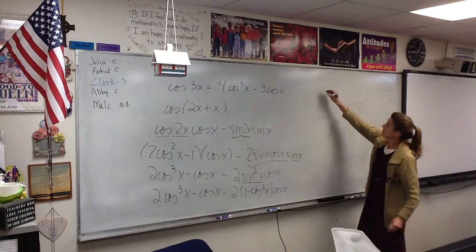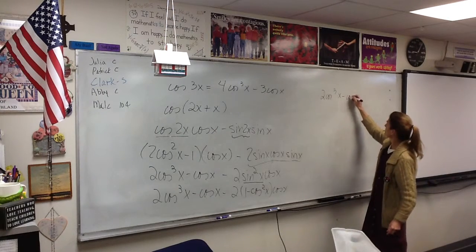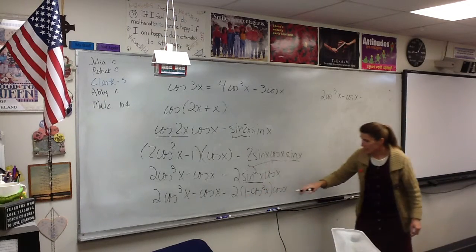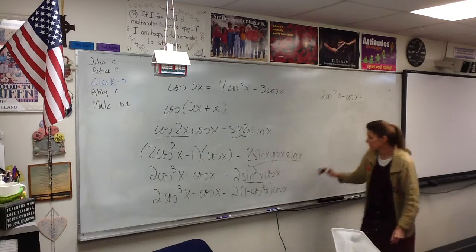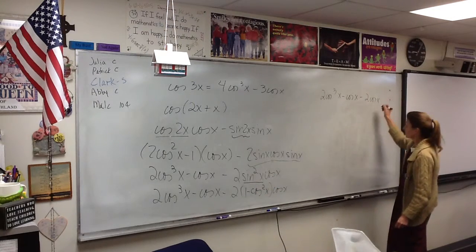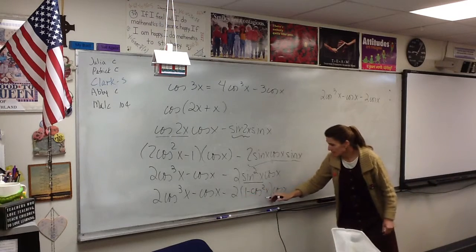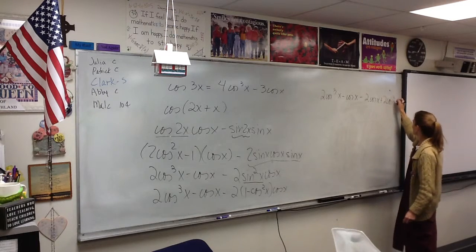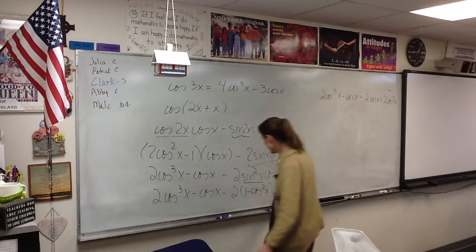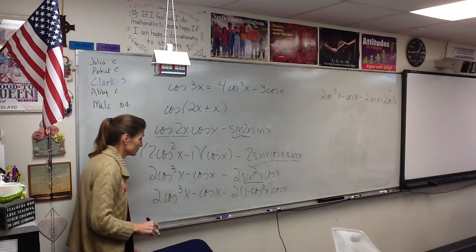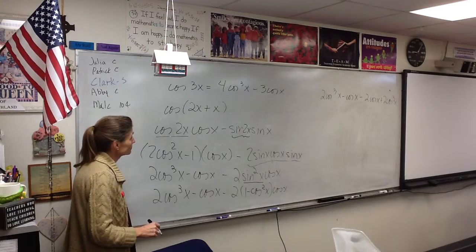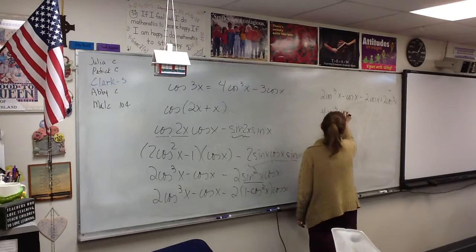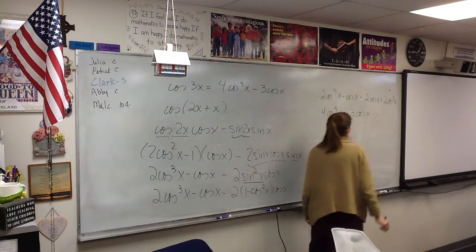Let's see. We've got 2 cosine cubed minus cosine. All right, now we're going to distribute here. That's going to be 2 times 1 times cosine, so minus 2 cosine. And negative 2 times negative cosine squared times cosine would be positive 2 cosine cubed. I distributed all that stuff. Good. Does that end up with what I wanted? 4 cosine cubed and minus 3 cosine. Yep, there we got it.